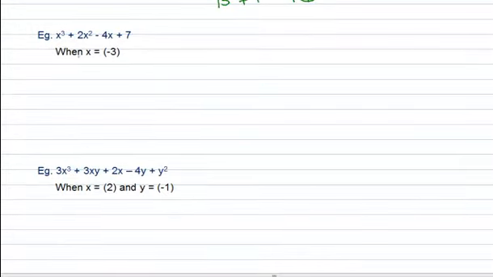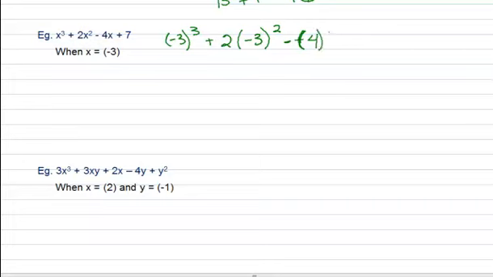So a different polynomial here, and this is 4 terms, but the principle is the same. Here's my x cubed, so it's (-3) cubed plus 2 times, and then we've got x squared, so it's (-3) squared, minus, excuse me, that should be a minus. I'm just going to write over that. 4 times (-3) plus 7. So we'll do the first exponent first.